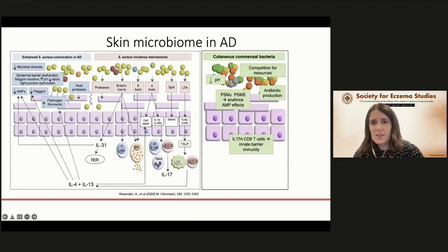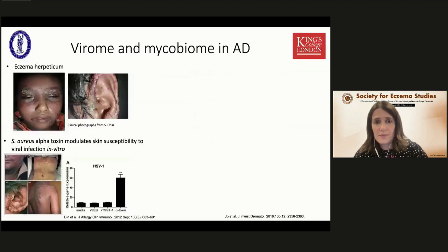In contrast to these effects, the commensal bacteria are thought to be protective and maintain homeostasis. This is partly through competing for resources with pathogens like Staph aureus, but also through more indirect effects, producing phenol-soluble modulins and antibiotics, which prevent the growth of Staph aureus further. But we don't really understand how each of these many factors works together in atopic dermatitis and which are the really important ones in determining these interactions between the skin microbiome and the host in AD.